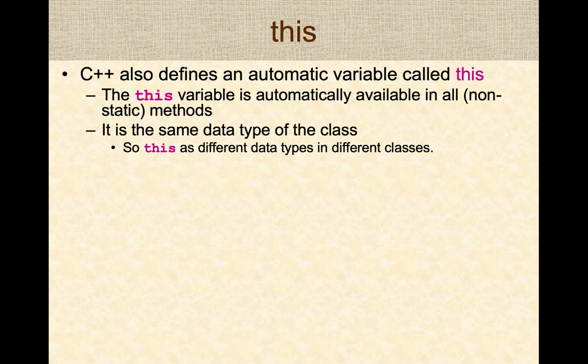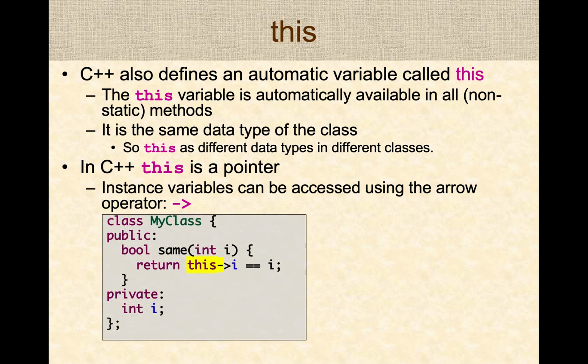C++ also defines an automatic variable called this. This is available and defined in all non-static methods in a class, and this happens to be the same data type of the class in which it is being used. So obviously, if you have different classes, the data type of this variable will be different in those different classes. Keep in mind, in C++, this is a pointer, so you will use the arrow operator to access instance variables. So here's an example where you're returning, assigning some value and checking some value, and notice how the this pointer is used in that example.